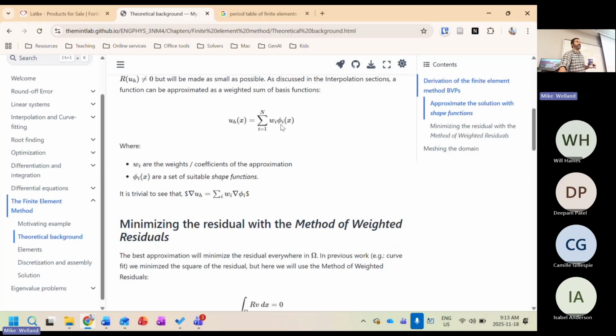The nice thing about this is that your weights are a set of constants, right? Obviously, your weights are actually your degrees of freedom. That's actually where your solution lives. And then your total solution is some combination of your weights and your prototype functions, your shape functions. The gradient of the approximate solution is super easy because the weights are just scalars. They just go inside the sum.